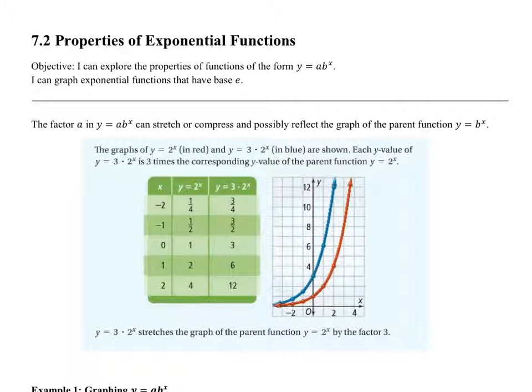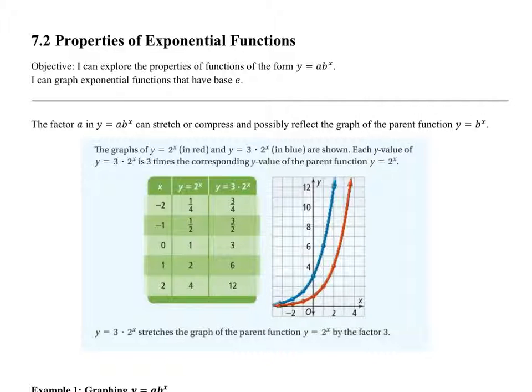So in the red is my parent function, if you look right here. And this 3 is going to be a transformation. In this case, the 3 will stretch it. Now, the same for every single type of graph. If it's multiplying, it would stretch. If there was a negative, it would flip. If there was an x adding or subtracting, that would move it left or right. And if there was a number outside, it moves it up and down. The only difference is for every single graph, what that represents on the graph is a little bit different.